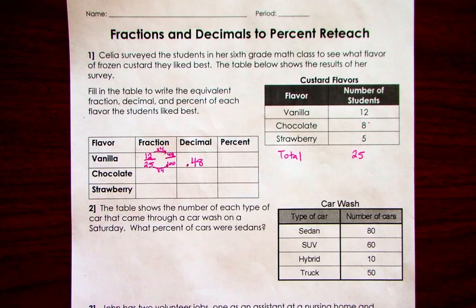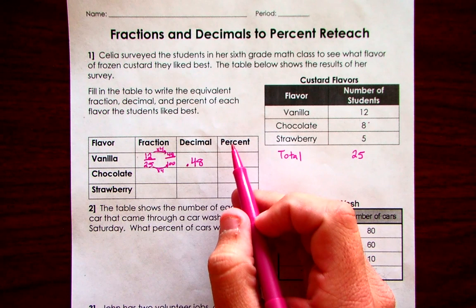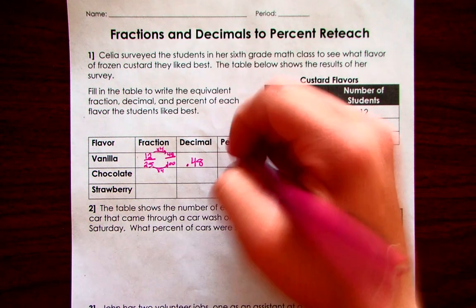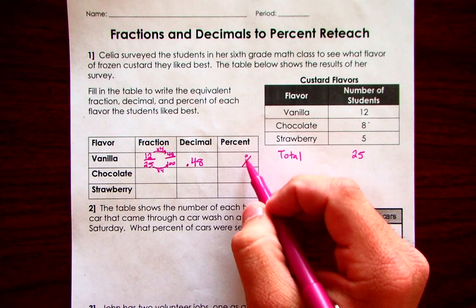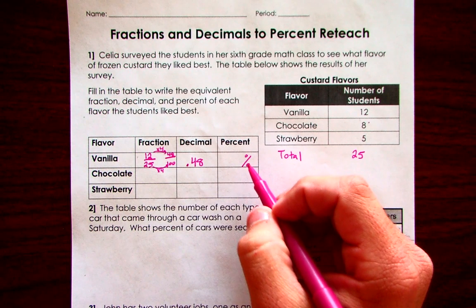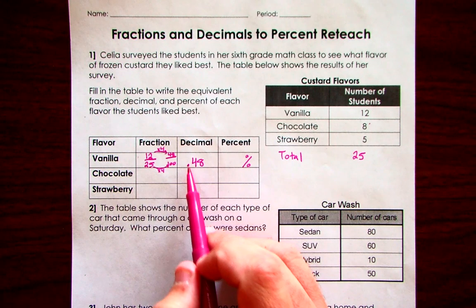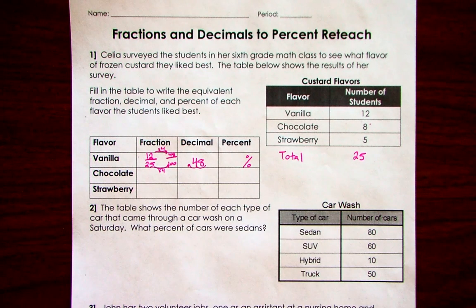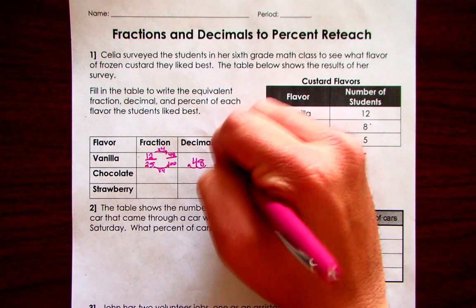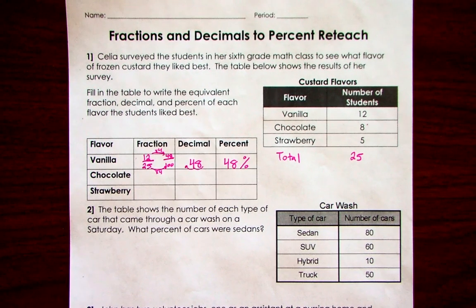0.48. Now, how would you turn a decimal into a percent? Well, this is nice and easy. Percents are always out of 100. If you notice, here's my 1 with 2 zeros, which represents 100%. So to turn a decimal into a percent, you take your decimal and you move it 2 places to the right. So that would just be 48%. Nice and easy.